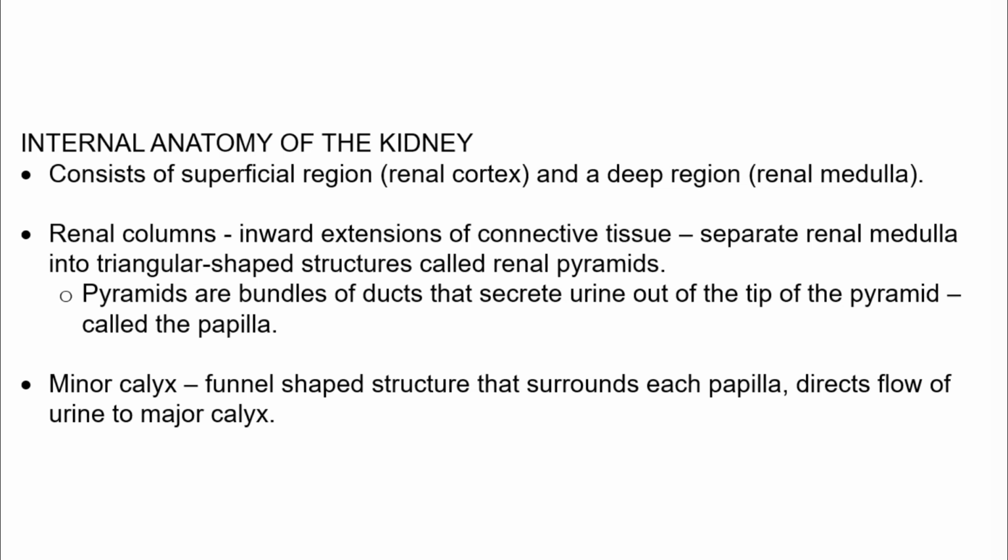Internally, the kidney consists of a superficial region called the renal cortex and a deeper region called the renal medulla. The renal columns are inward extensions of connective tissue that separate the renal medulla into triangular-shaped structures that are called the renal pyramids. The pyramids are bundles of ducts that secrete urine out of the tips of those pyramids, which are called the renal papilla. The minor calyx is a funnel-shaped structure that surrounds each of the renal papilla and directs the urine from the renal papilla to a region called the major calyx.